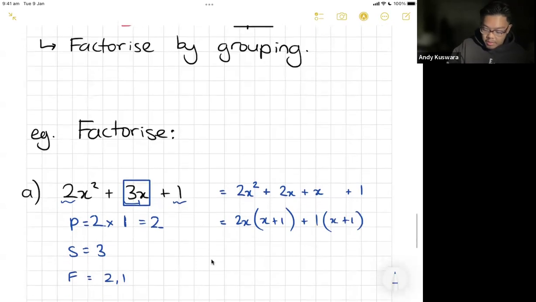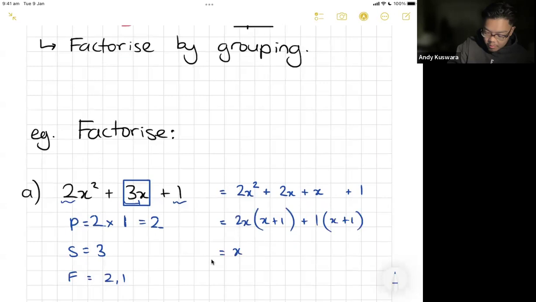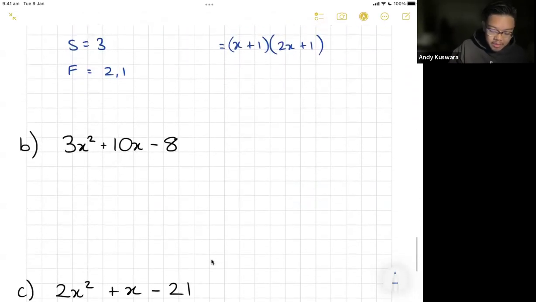At this point, you can see that I have a common bracket. And so this is where we factorize by grouping. That first common bracket goes out front, and the second bracket is whatever's left. So 2x plus 1. Okay, hopefully that makes some sense. There's a bit of a process to it, but let's try again.